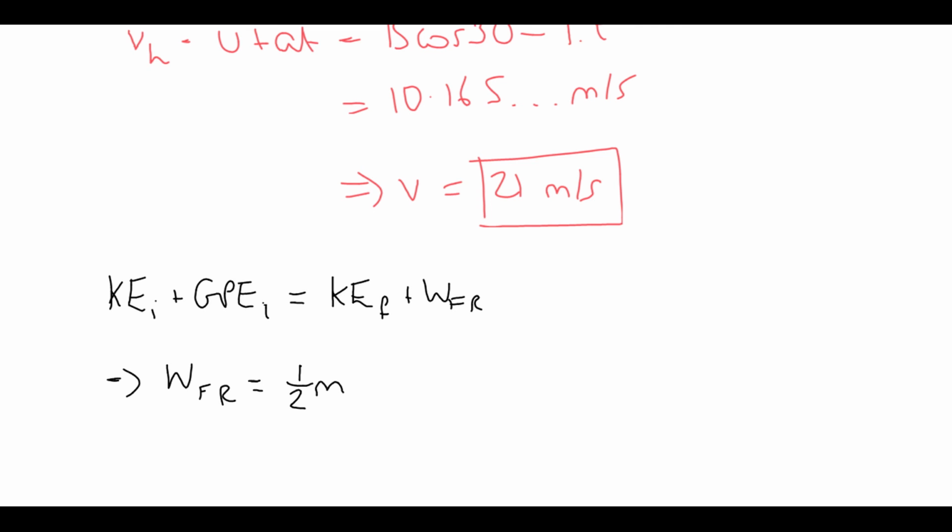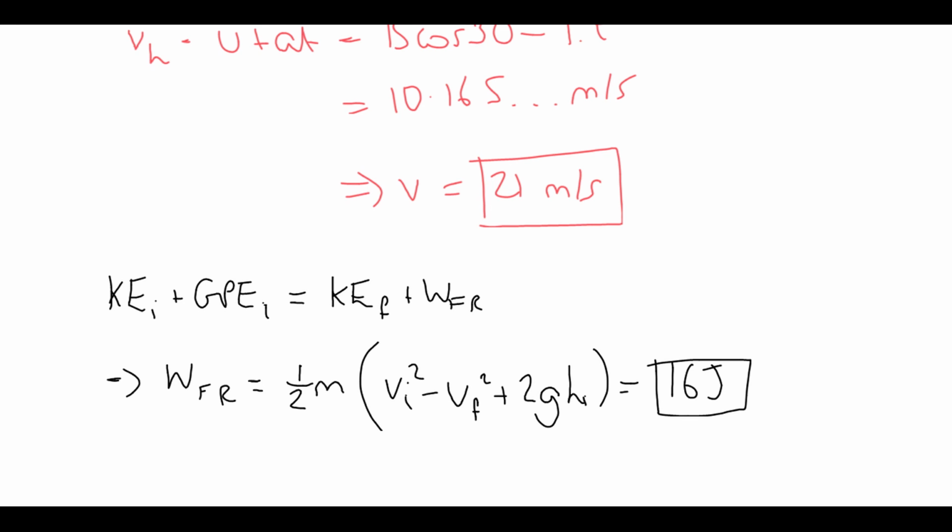It's going to be v_i squared minus v_f squared plus 2g times the initial height. So if we plug in our initial velocity, our final velocity, and our initial height of 20, and the mass of 0.2, we end up with a value of 16 joules there. And that's how we essentially solve this question, and that completes this problem set.